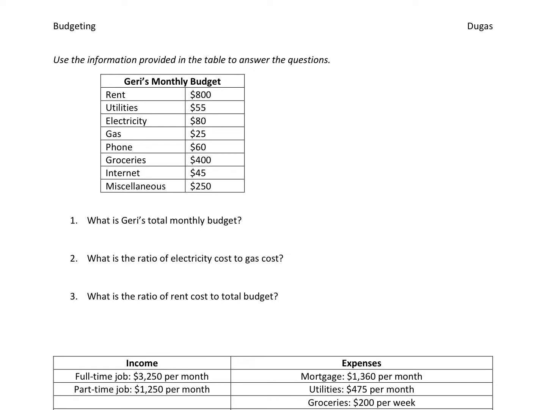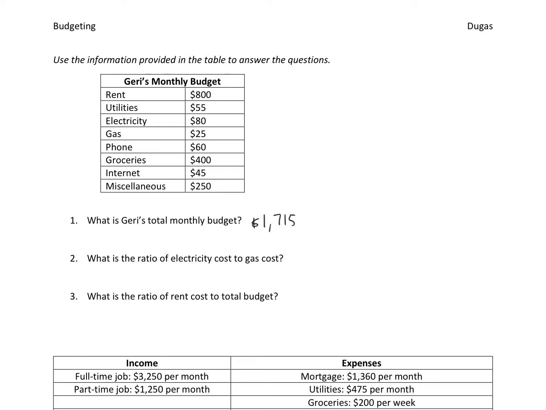So we want to just add up all of her expenses in the chart given. And when I do that, I got $1,715. Number 2, what is the ratio of electricity cost to gas cost?